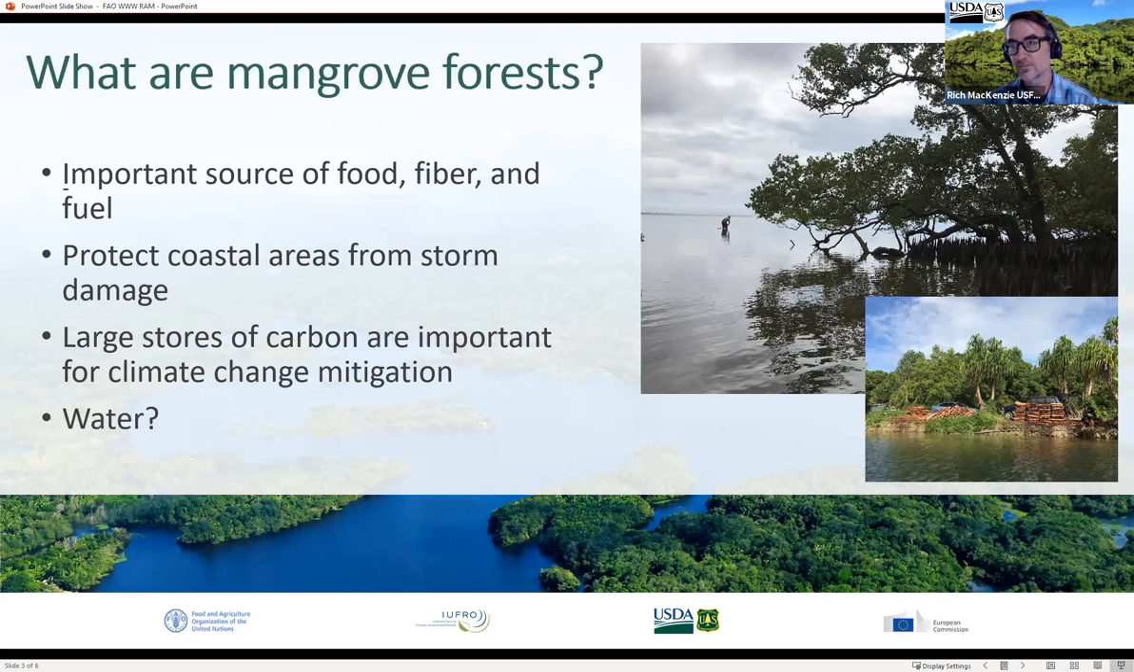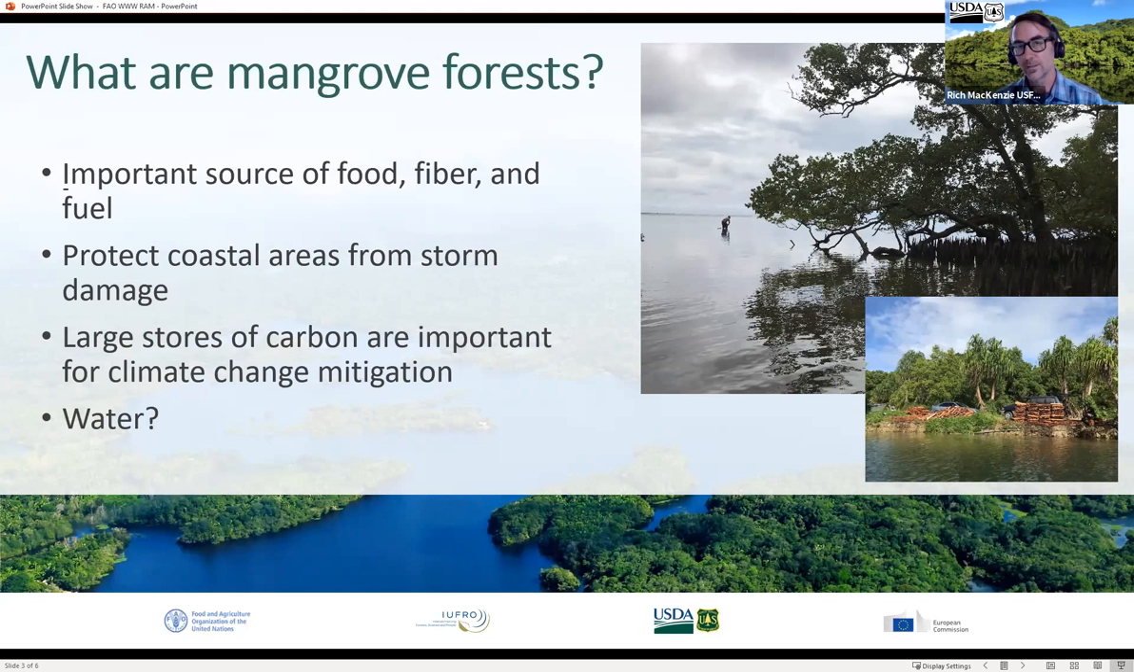The roots and the trunks of mangrove forests provide protection to coastal areas and save human lives from storm damage. And we have a box in our chapter that breaks that down a little bit more in detail. And then lastly, we know that mangroves store more carbon per unit area than any other forested ecosystem, and therefore they play an important role in climate change mitigation.